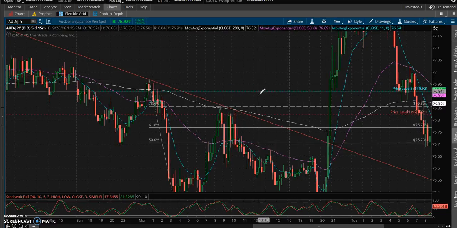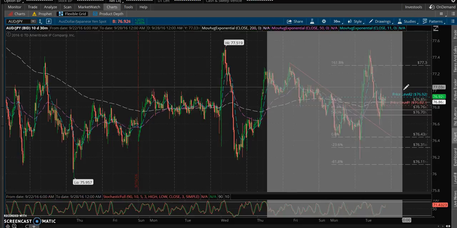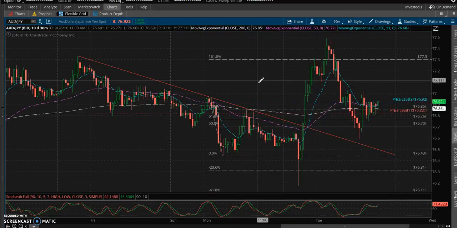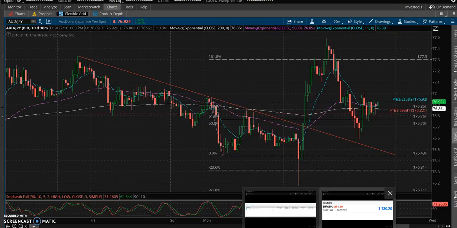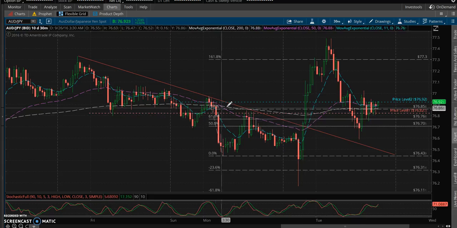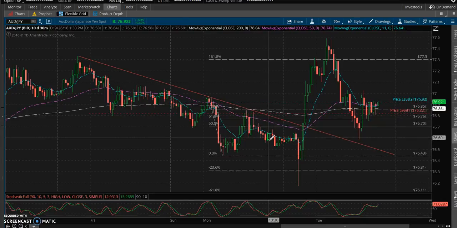And that statement, I mean, look how far away, even though it is a 15-minute chart, if you look at it on the 30, look how much distance you have. And I think I paid 30 for it. So let's see. Yeah, it was $30. I risked 30, so that was a decent profit there. $365 right off of that quick little move. It doesn't get much better than that.